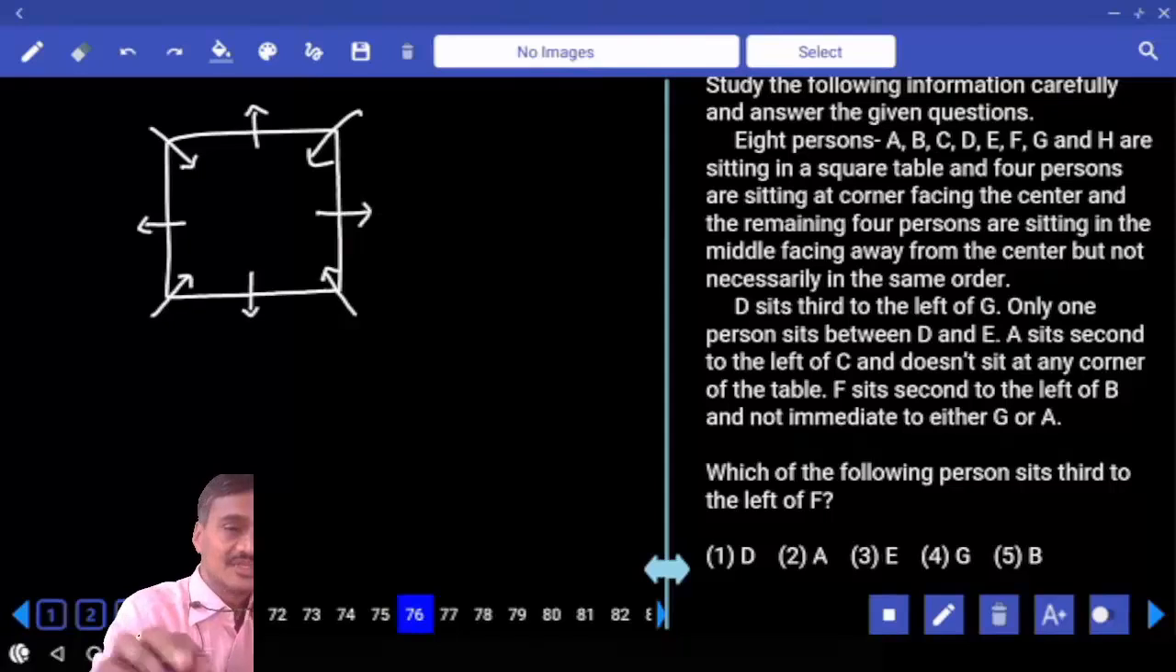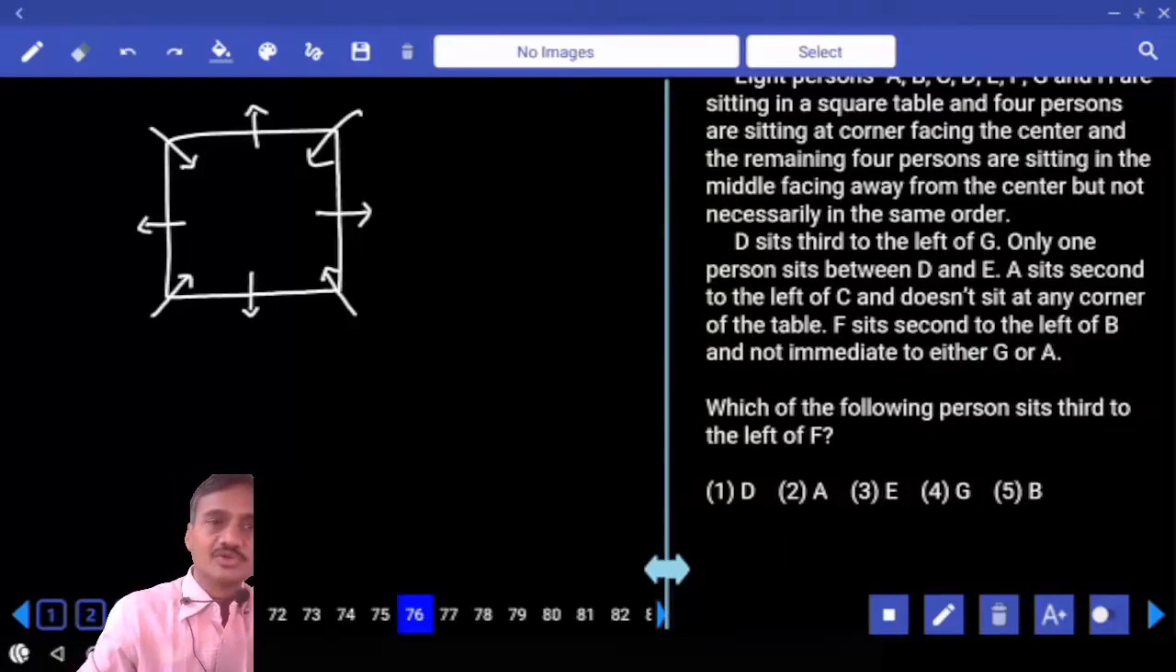Then coming to this one, first inward and outward is given, the direction of these persons. Now D sits out to left of C and only one person between D and E. A sits second to the left of C and does not sit at any corner of the table. Now who is not at any one of the corner of the table? A. A is not at the corner of the table means A must be at the center of the table.